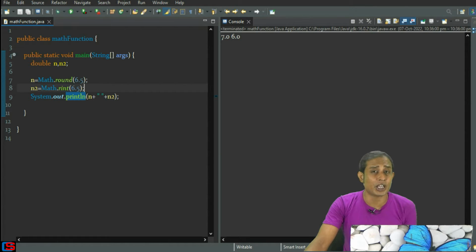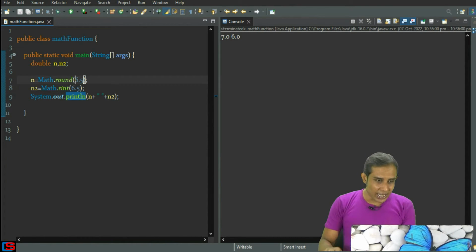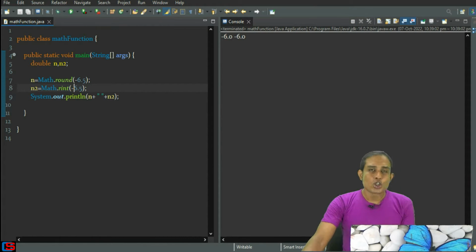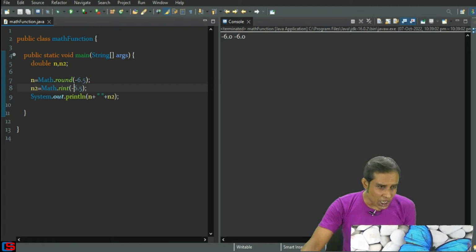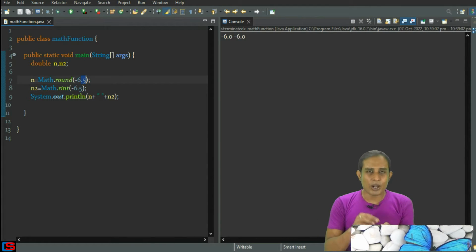So this is the basic difference between the round function and the rint function. Suppose I write minus 6.5 and minus 6.5, what happens? In case of the round function, it always returns the higher value if the fractional part is 0.5 or more. You can see the fractional part is 0.5, so exactly 0.5 or greater than 0.5, then it returns the higher value.